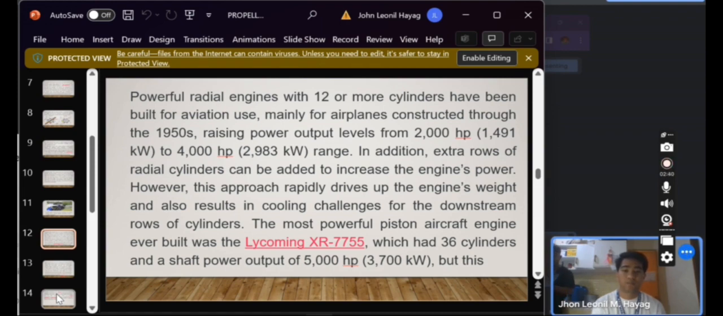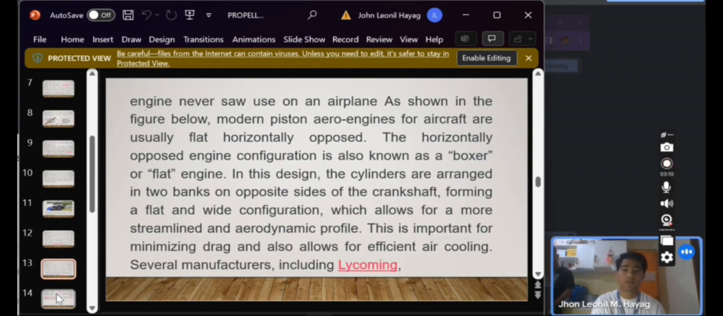However, this approach rapidly drives up the engine's weight and also results in cooling challenges for downstream rows of cylinders. The most powerful piston aircraft engine ever built was the Lycoming XR7755, which had 36 cylinders and had a shaft power output of 5,000 horsepower. But this engine never saw use on an airplane, as shown in the figure below.